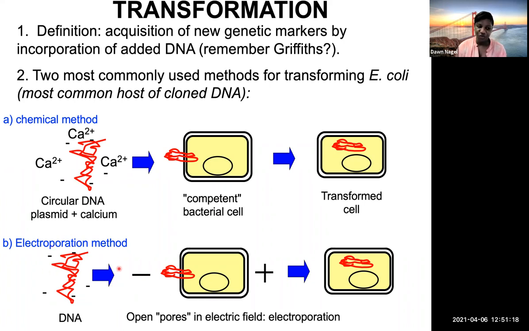You can also use an electroporation method, which is very similar to the chemical method, except instead of using calcium, you're using an electric charge. You're using an electric charge to force this negatively charged DNA across the membrane. Okay, so it's a pulse of electricity: you'll have your culture in a particular device, and you will apply an electrical current, and it will force the DNA across the membrane by creating pores in the membrane. Okay, so these are the two ways that you can transform E. coli.